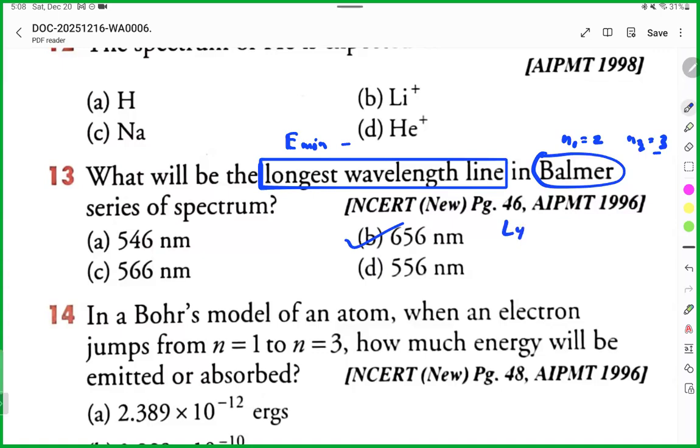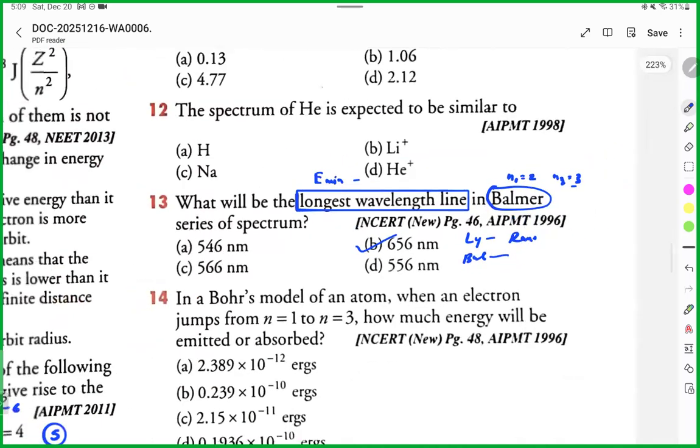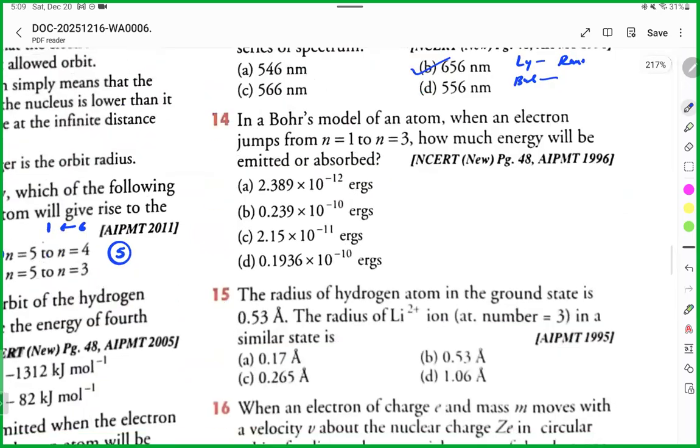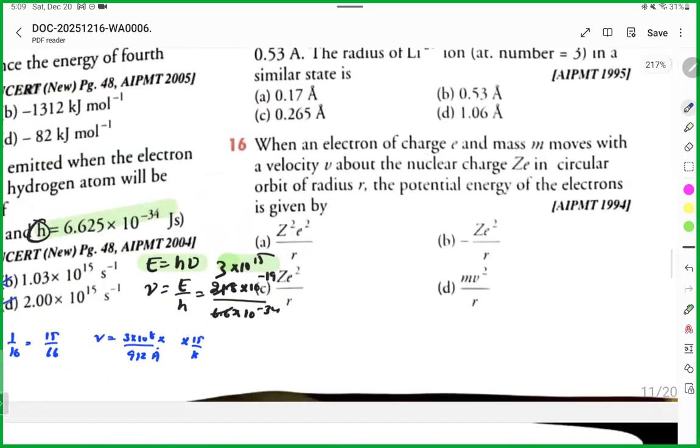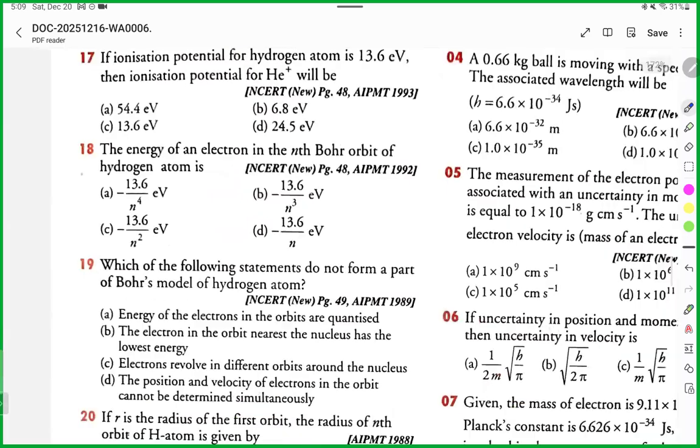In the Lyman series, what is the range of the wavelength? In the Balmer series, what will be the range of the wavelength? You will get an idea. Okay, my range could be this. Any doubt? And with this, we finish all the questions, and these 19 questions are done.